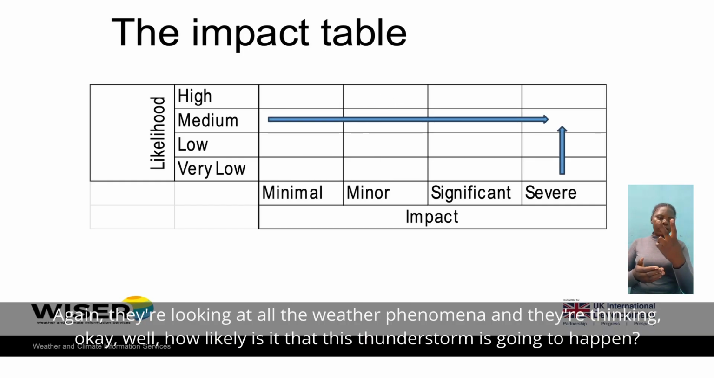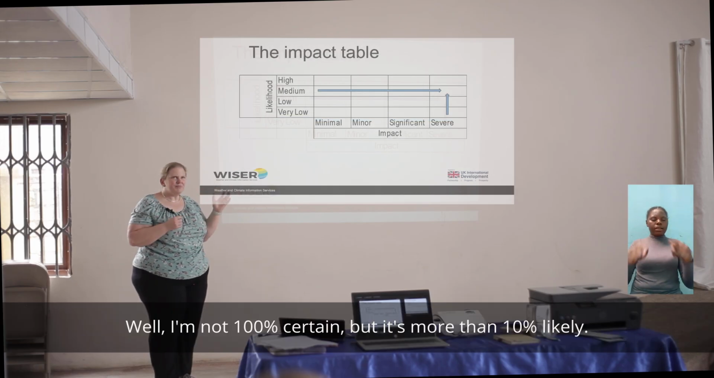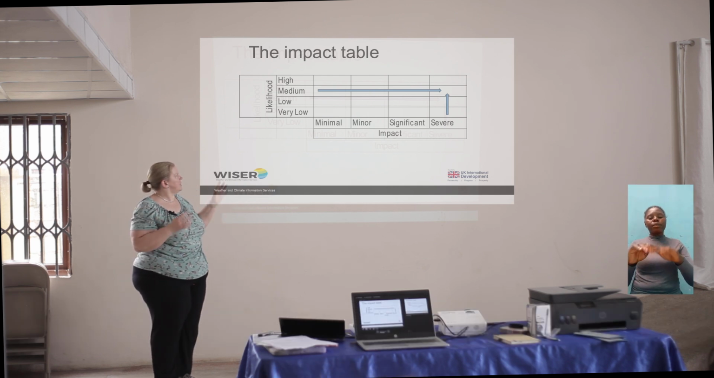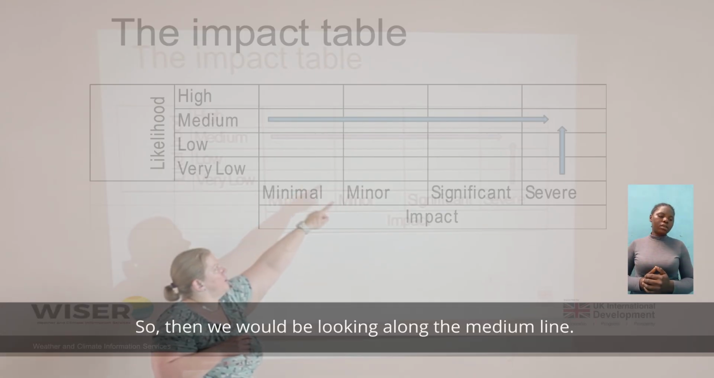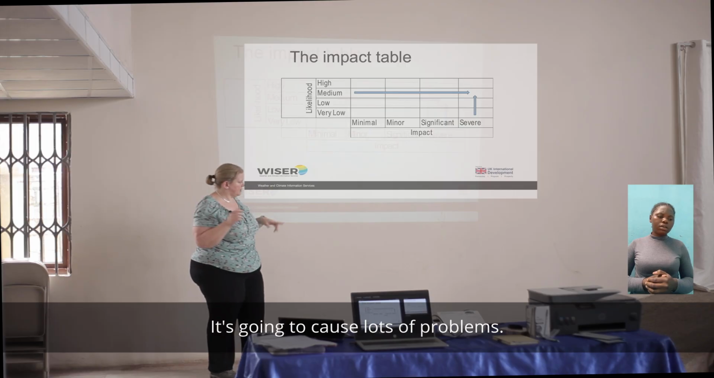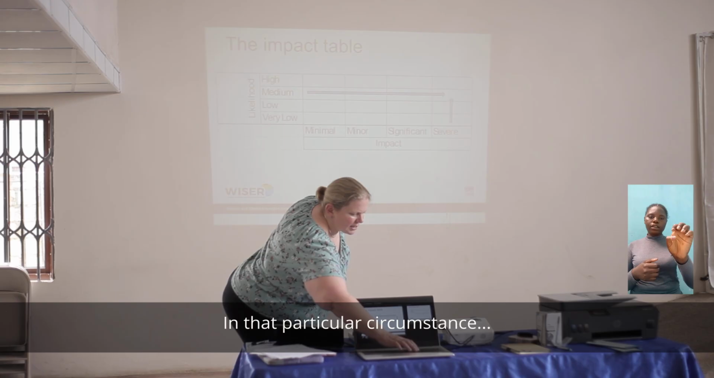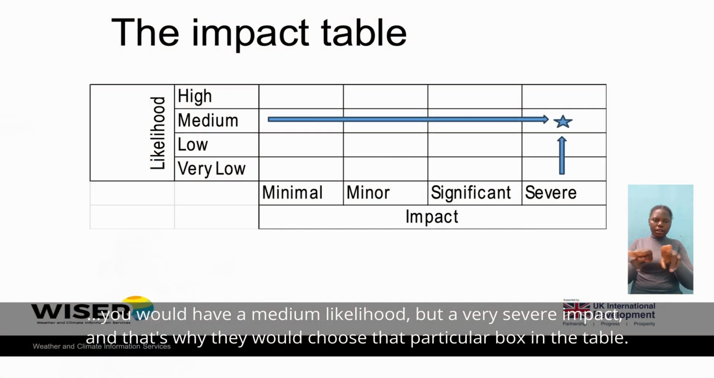Let me just do another example. Again, say they're looking at all the weather phenomena and thinking, how likely is it that this thunderstorm is going to happen? Well, I'm not 100% certain, but it's more than 10% likely. So I'm going to say there's a medium likelihood. So then we would be looking along the medium line. But if it does happen, this thunderstorm is going to be really severe in terms of impact. It's going to cause lots of problems. So the impact there would be severe. In that particular circumstance, you would have a medium likelihood but a very severe impact, and that's why they would choose that particular box in the table.